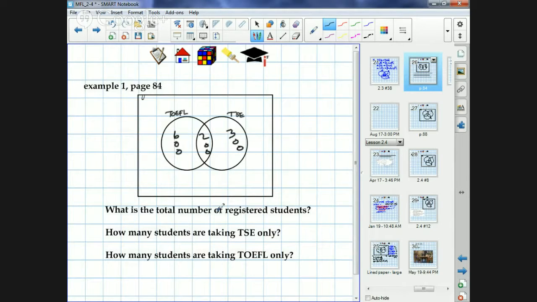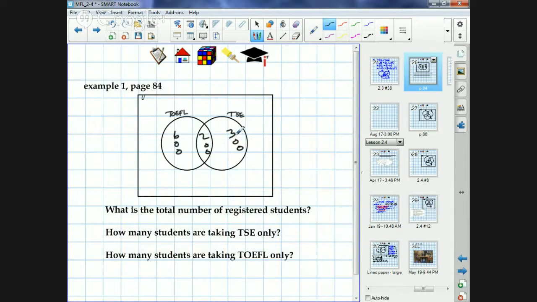Now let's answer these questions. What's the total number of students that took any kind of test? It's 800 plus 500, so 1,300. Is that correct? No. 200 and 300 is 500, and then 500 plus 600. I can't add twice. 800, so it's 1,100. Yep.